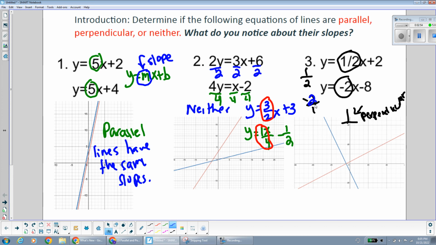So the fraction flipped, and the sign changed from positive to negative. We call this an opposite reciprocal slope, or a negative reciprocal slope. You're going to hear me refer to it as an opposite reciprocal slope, but negative reciprocal is the same thing. The sign changed, that's the opposite part, and the fraction flip, that is the reciprocal part. So I'm going to write that here. Perpendicular lines have opposite reciprocal slopes.